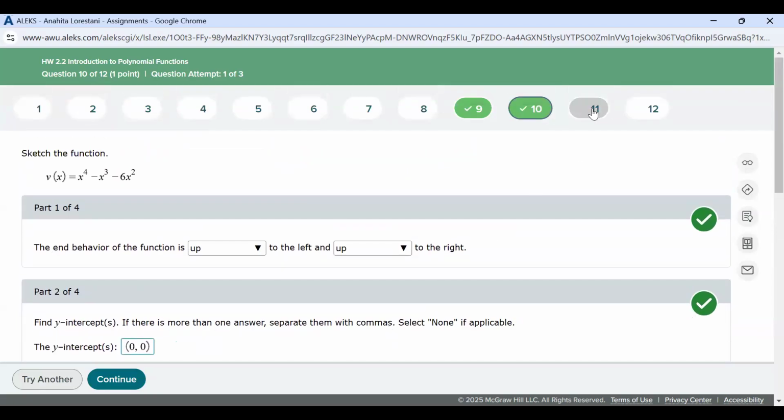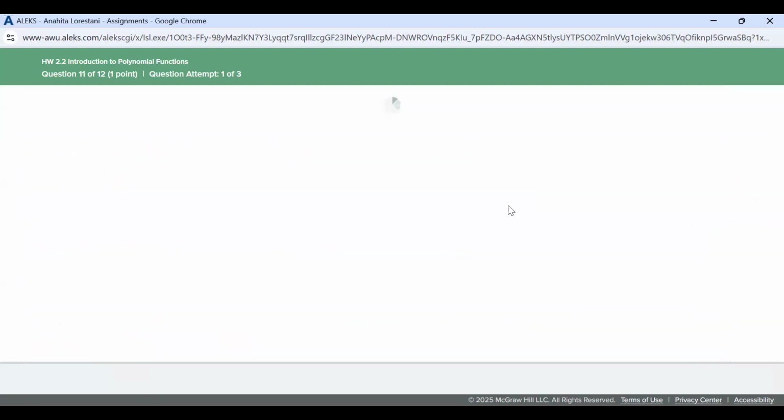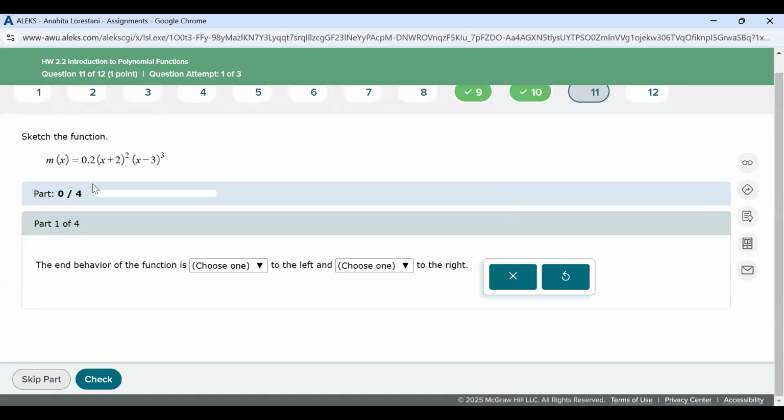Let's see what is the next one. We want to graph this one. So this one is already factored for us. The degree of the first parenthesis is 2. The degree of the other one is 3. 2 plus 3 is 5. The coefficient is positive, so we have a positive x to the power 5. The end behavior is going to be, it starts from the bottom, ends on the top.